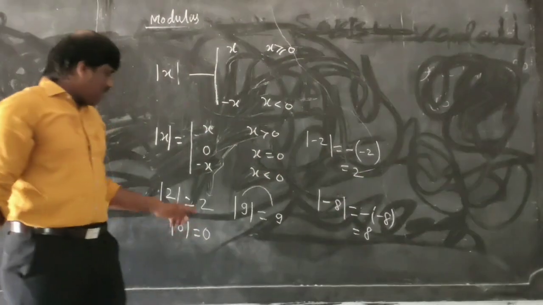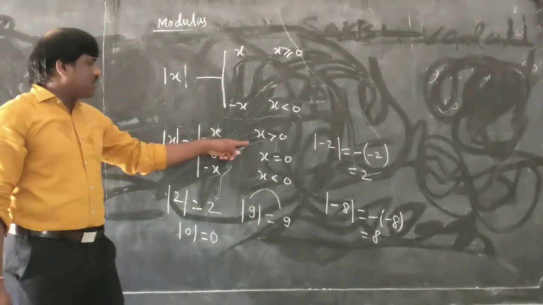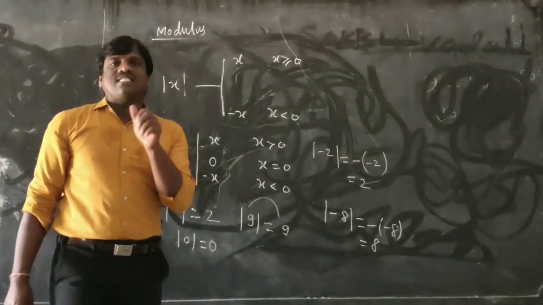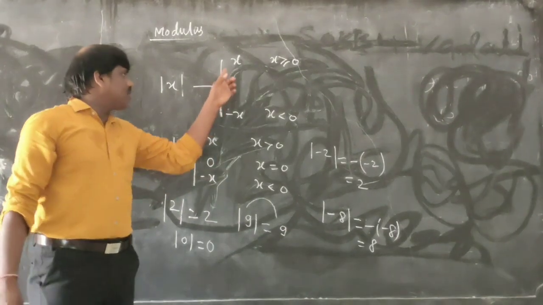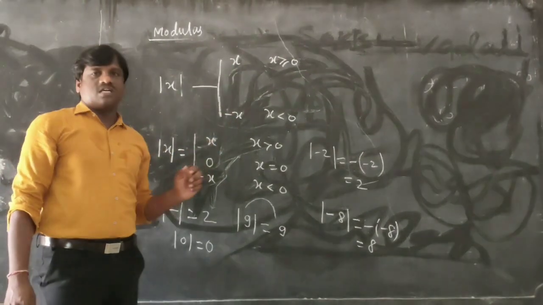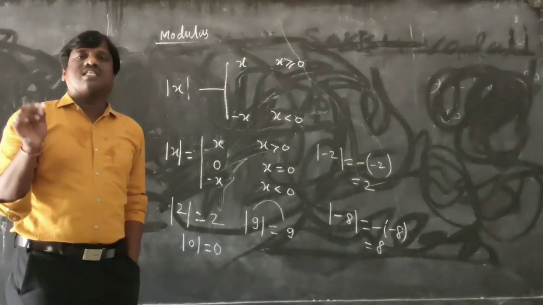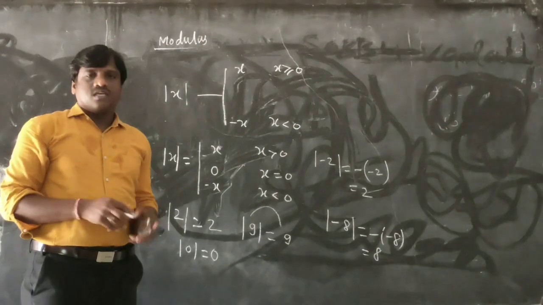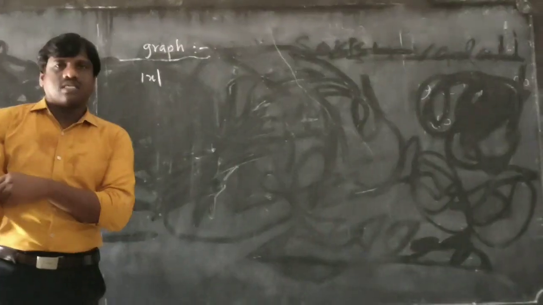For 0, it gives 0. For all positive numbers or for all negative numbers, the answer is positive. Why is it happening like this? According to the definition of the mod x function. Now I will show you this using the graph. By the graph you will understand more.